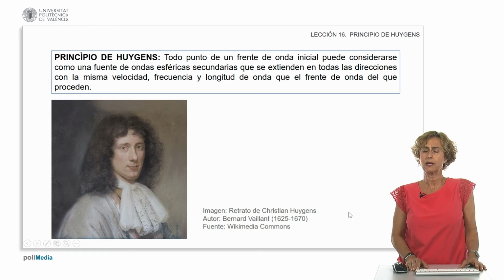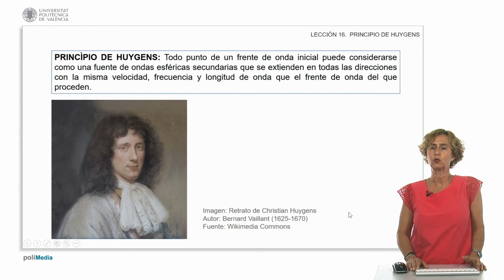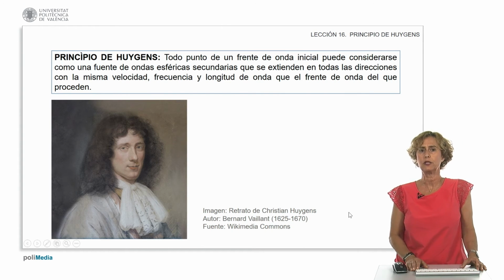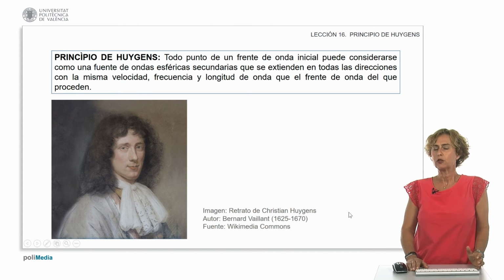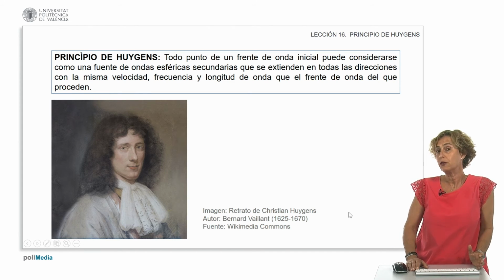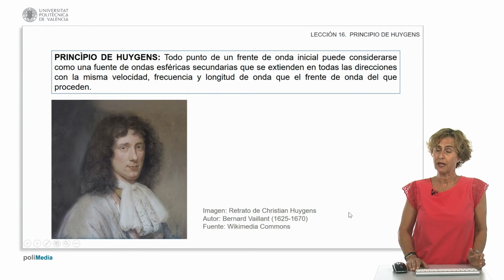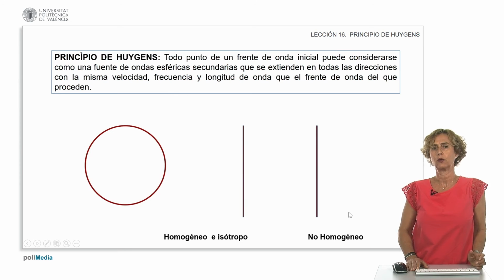The Huygens principle is really a geometrical construction. And what it tells us is that every point of an initial wave front can be considered as a source of spherical secondary waves extending in all directions with the same velocity, frequency, and wavelength as the front from which they come. Put this way, the truth is that we are a bit at a loss as to what it is telling us. But surely if we explain it with an image, it will be clear to all of us.